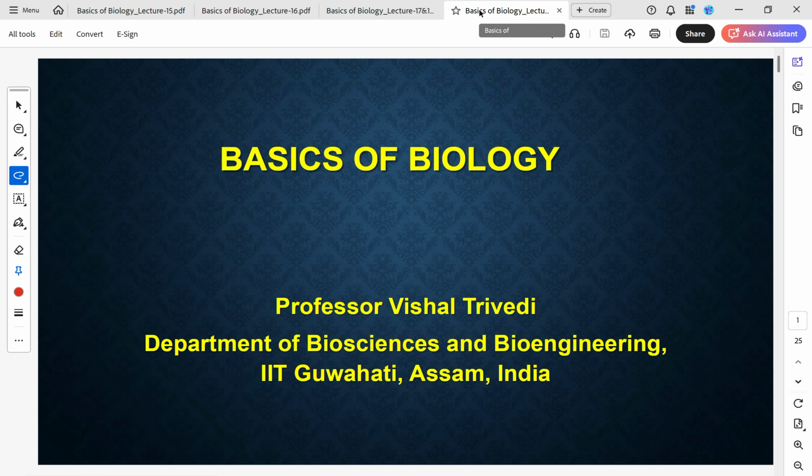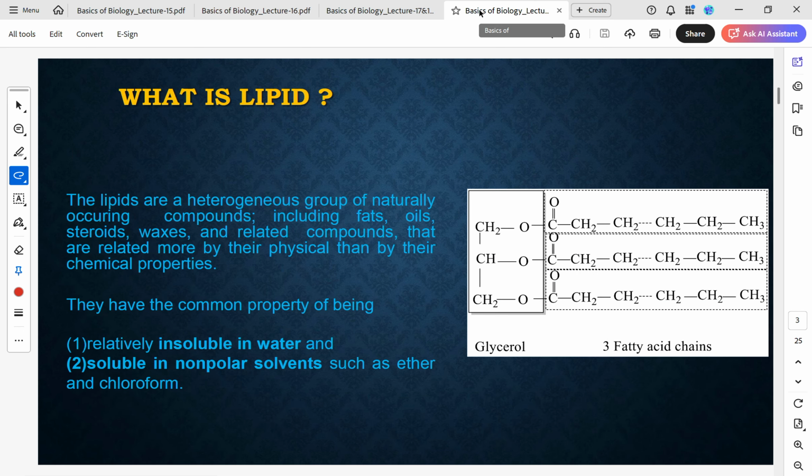Now comes lipids. Lipids are a heterogeneous group of naturally occurring compounds. This can include fats, oils, steroids, waxes, and other related compounds that are related more by their physical than by their chemical properties. The common property that puts lipids in one group is that they are relatively insoluble in water and they are soluble in non-polar solvents such as ether and chloroform.